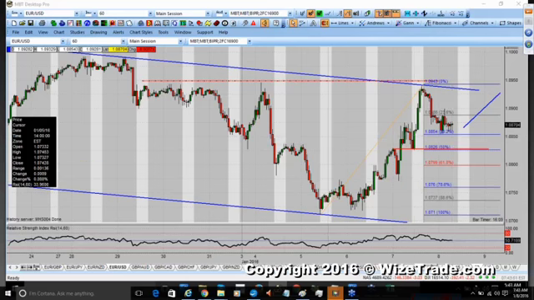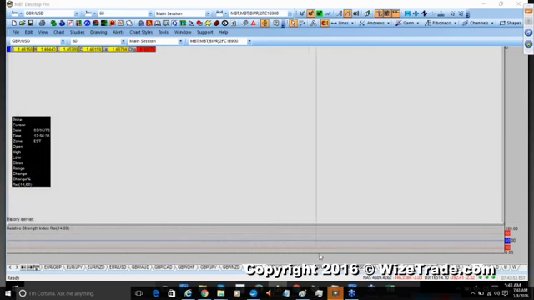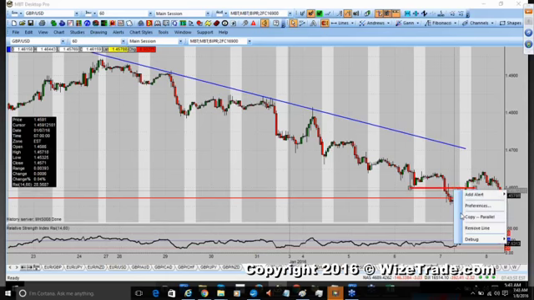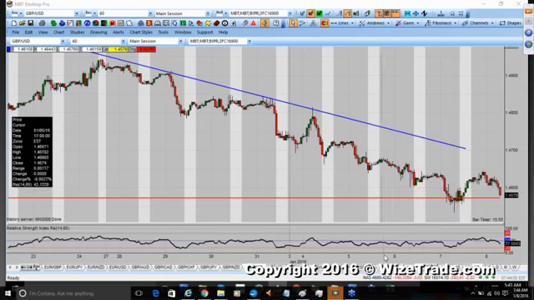Okay, so let's go over to the cable. Here's the pound. So the pound is a big whopping piece of doggy dookie. Man, look at this thing. Absolutely getting crushed. It's unbelievable. The pound cannot get a leg up. It's amazing how weak the pound is. It's almost shocking to me. This thing will not move higher.